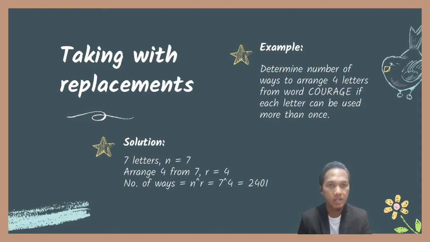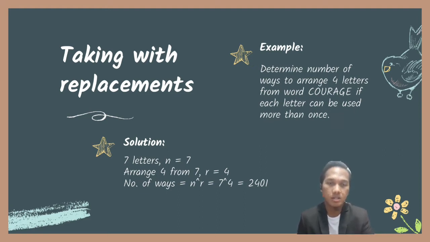So the value of n is 7, and the value of r is 4, because the question asks us to arrange 4 letters from 7 letters. We substitute it into the formula n to the power of r. So 7 to the power of 4, we get the answer: 2401 ways.